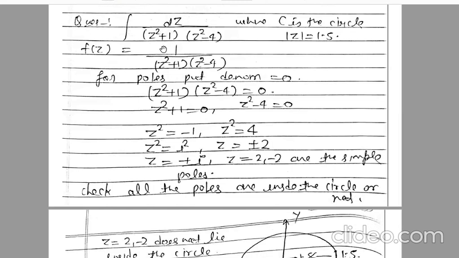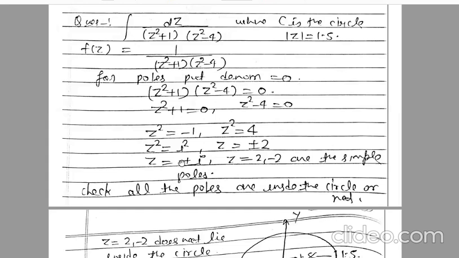Integration of dz upon (z square plus 1)(z square minus 4), where C is the circle mod z equal to 1.5. So f(z) is 1 upon (z square plus 1)(z square minus 4). For the poles, put the denominator equal to 0: z square plus 1 is equal to 0, z square minus 4 is equal to 0.